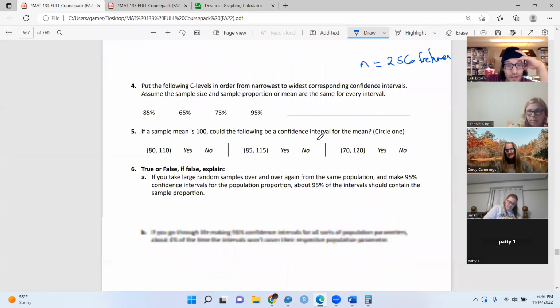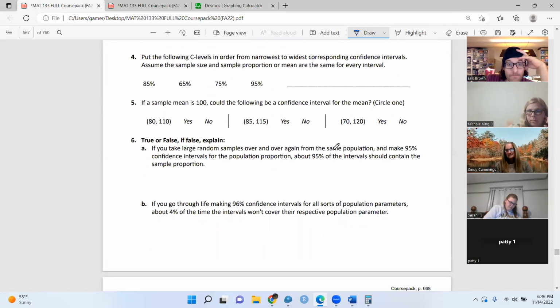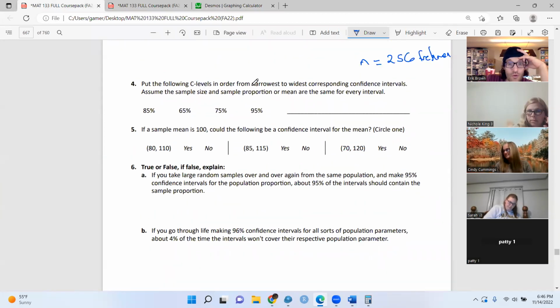Good. Okay. How about we put in order from narrowest to widest based on the C level? So what do we know about the C level and the width of a confidence interval?